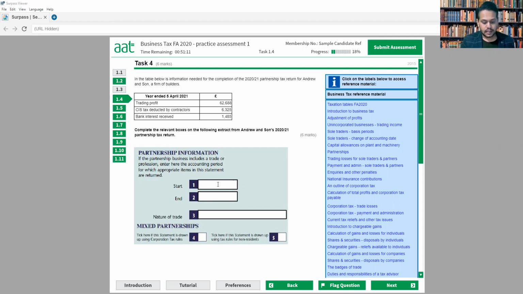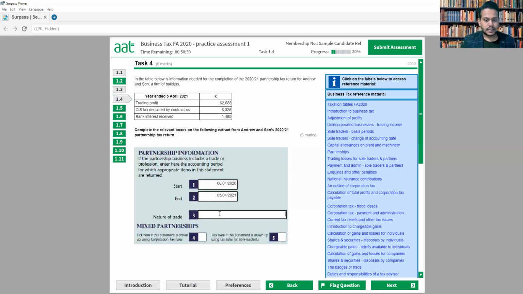Okay, so start the year. Basically, the tax year is always 6th of April to 5th of April. So you start from 6th of April and finish on 5th of April. They are saying for the year ended 2021, so that will start on 6th of April 2020, and it will end on 5th of April 2021. This is the tax year 2021.